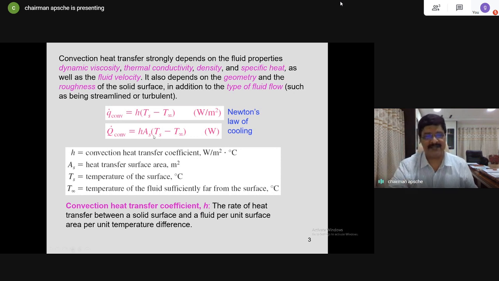The convective heat transfer coefficient is defined as the rate of heat transfer between a solid surface and fluid per unit surface area per unit temperature difference. H is what? When you make A equal to 1 and delta T equal to 1, H into 1 into 1 is equal to Q. That means it is the heat transfer rate when unit surface area participates in convection heat transfer, and when the temperature difference between the fluid and the solid boundary, or between the two interacting fluids, is 1 degree centigrade.